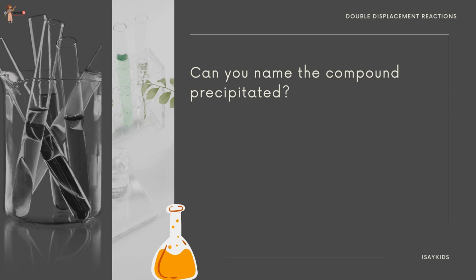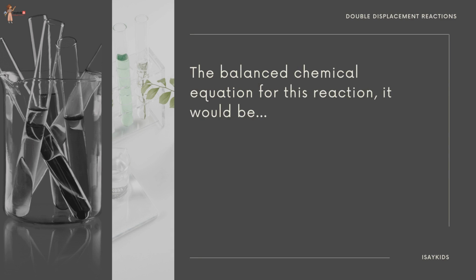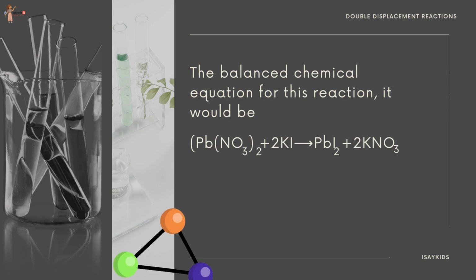Now, can you name the compound precipitated? The name of the compound formed as a precipitate is lead iodide, that is PbI2. If we were to write the balanced chemical equation for this reaction, it would be Pb(NO3)2 plus 2KI gives PbI2 plus 2KNO3.